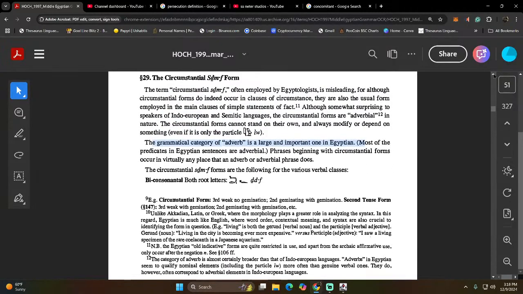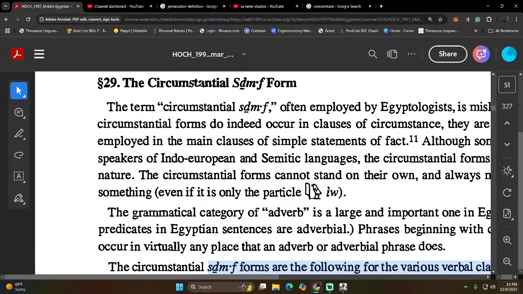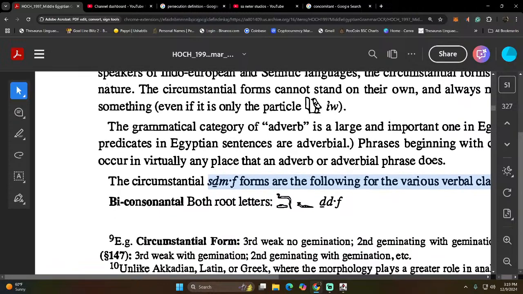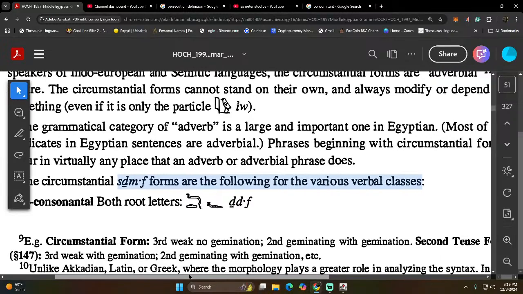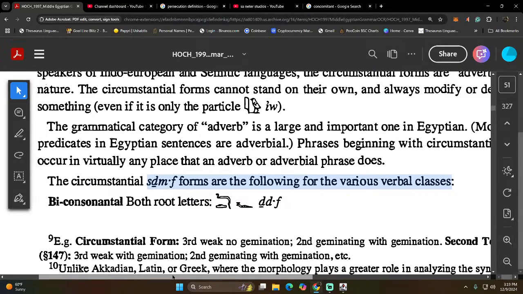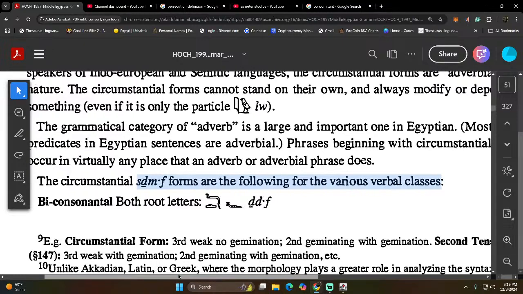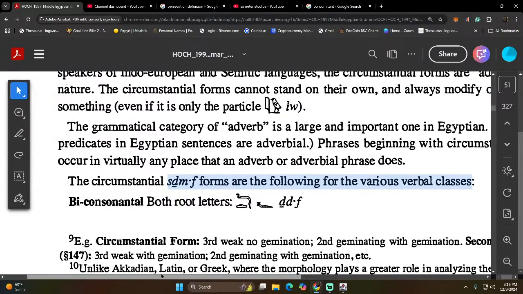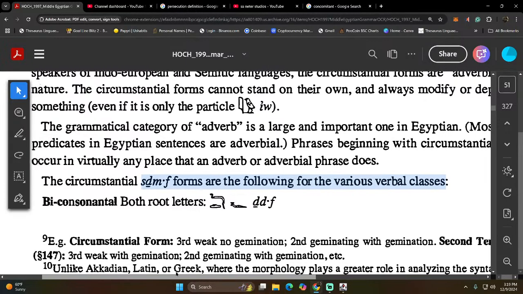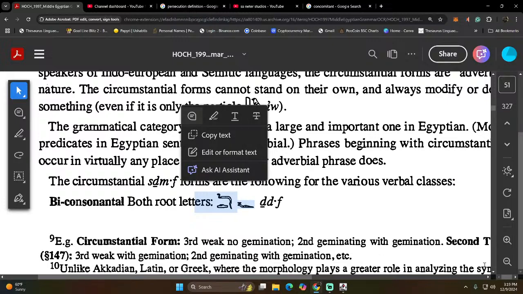We showed these, but what is he talking about in it? The circumstantial Sechem F forms are the following for the various verbal clauses. So for a biconsonantal verbal clause, it says both root letters and the F. This is circumstantial. So even though it's he hears, I still need to know, did there have to be a circumstance that caused them to hear or something? We'll talk about that. It says the circumstantial forms are as follows in the various verb classes. As we see, jet F, he hears.